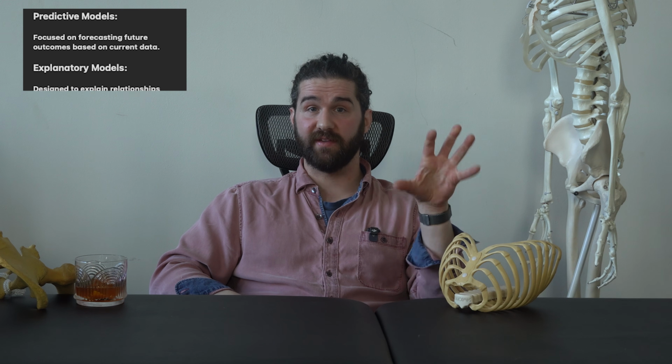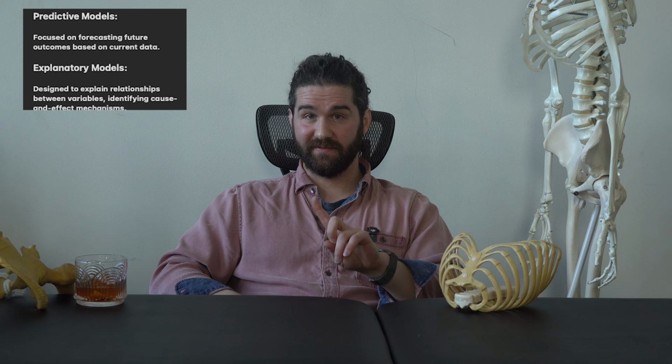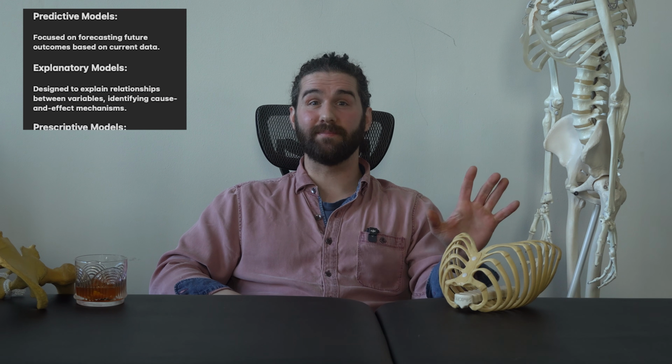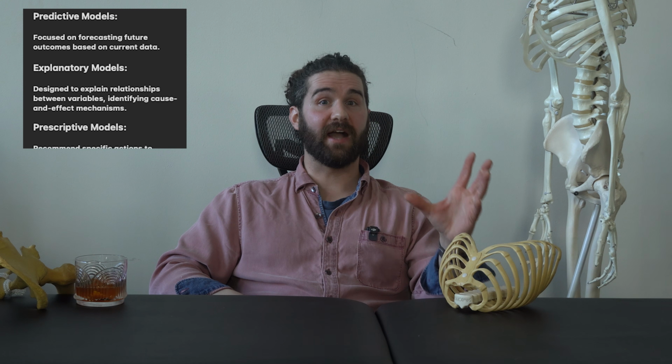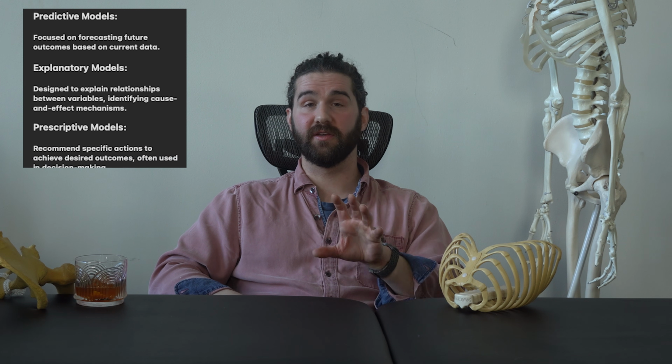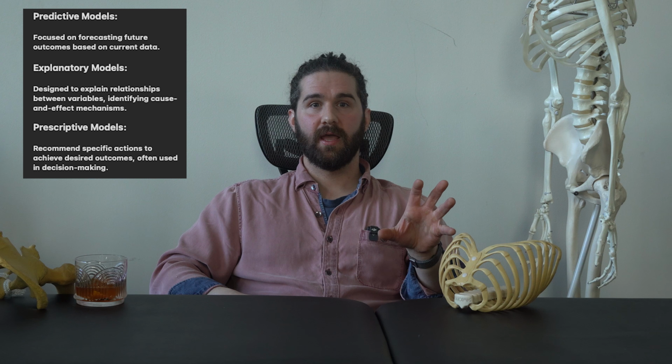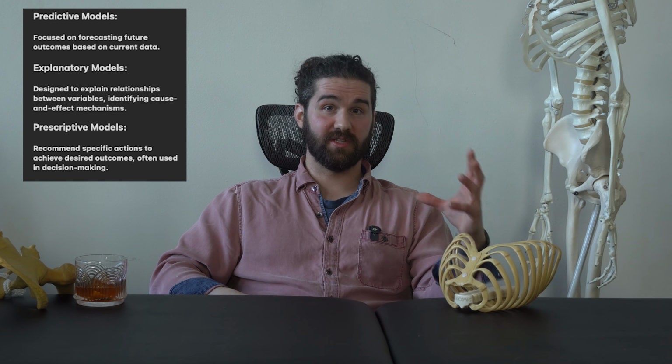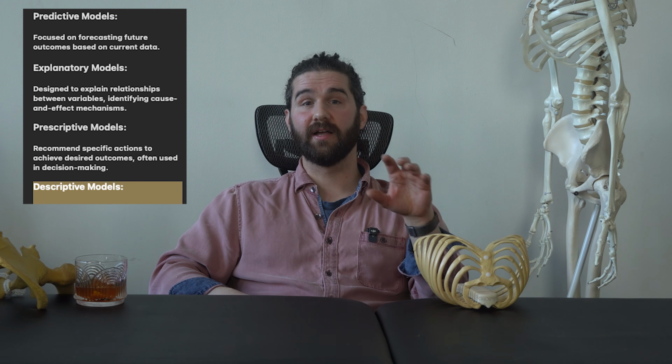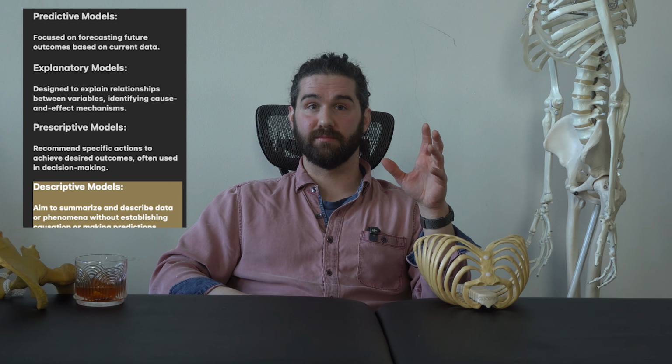A predictive model is one that's focused on forecasting the future, and specifically future outcomes based on current data. I'm going to go through a couple of these, and I'll tell you how I think people use it incorrectly. An explanatory model is one that's designed to explain relationships between variables, identifying cause and effect mechanisms. Then we have prescriptive, which is recommending specific actions to achieve desired outcomes, often used in decision making. Okay? And then there's descriptive, which is aiming to summarize or describe data without attributing a cause or making predictions.